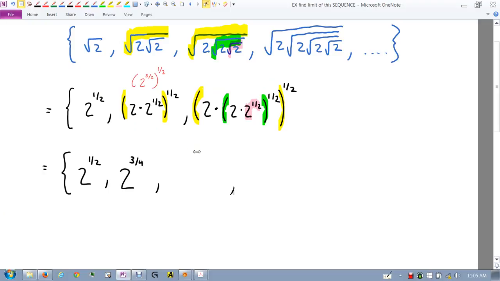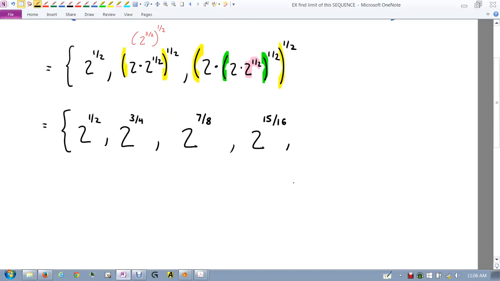All right, so what would this next one become? Anyone have it? Anyone get the whole thing here? What do you think it is? 2 to the what? 7/8. Anyone agree? Yes? Anyone get the next one? 15/16. Starting to see a little pattern in here? So remember how I was telling you to come up with a formula for a sequence? What would the formula for this sequence be?